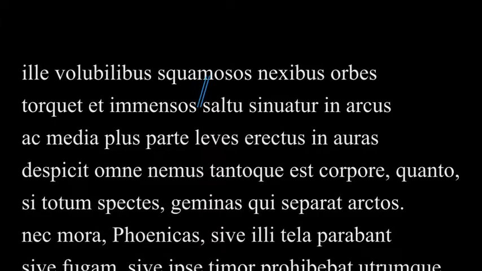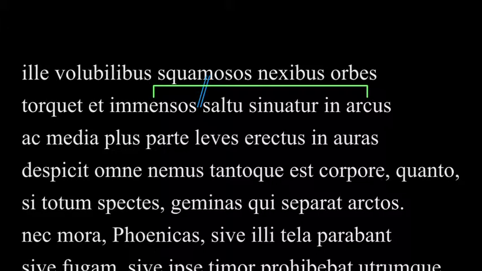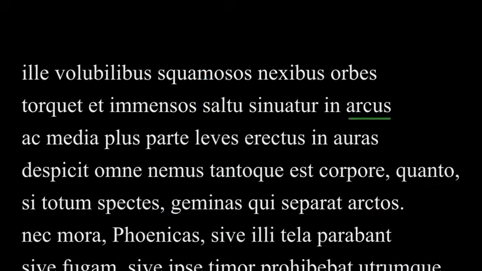Line 42 has the caesura at a typical point where the last word in the first half line, immensos, modifies the last word in the second half line. Arcus is a 4th declension noun here, so the long us ending can mean that it's accusative plural. And it helps if you remember that in plus the accusative means into. The same structural pattern happens in the next line, with the caesura serving to balance the adjective and the noun.